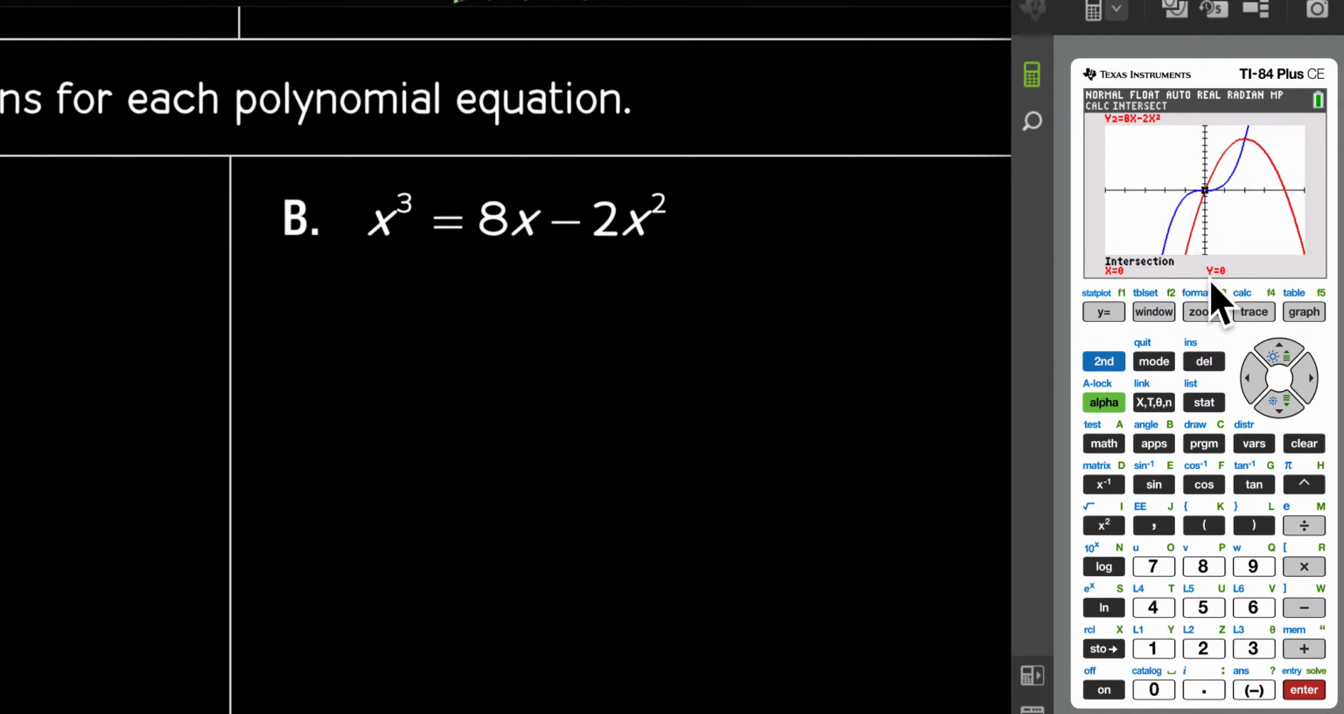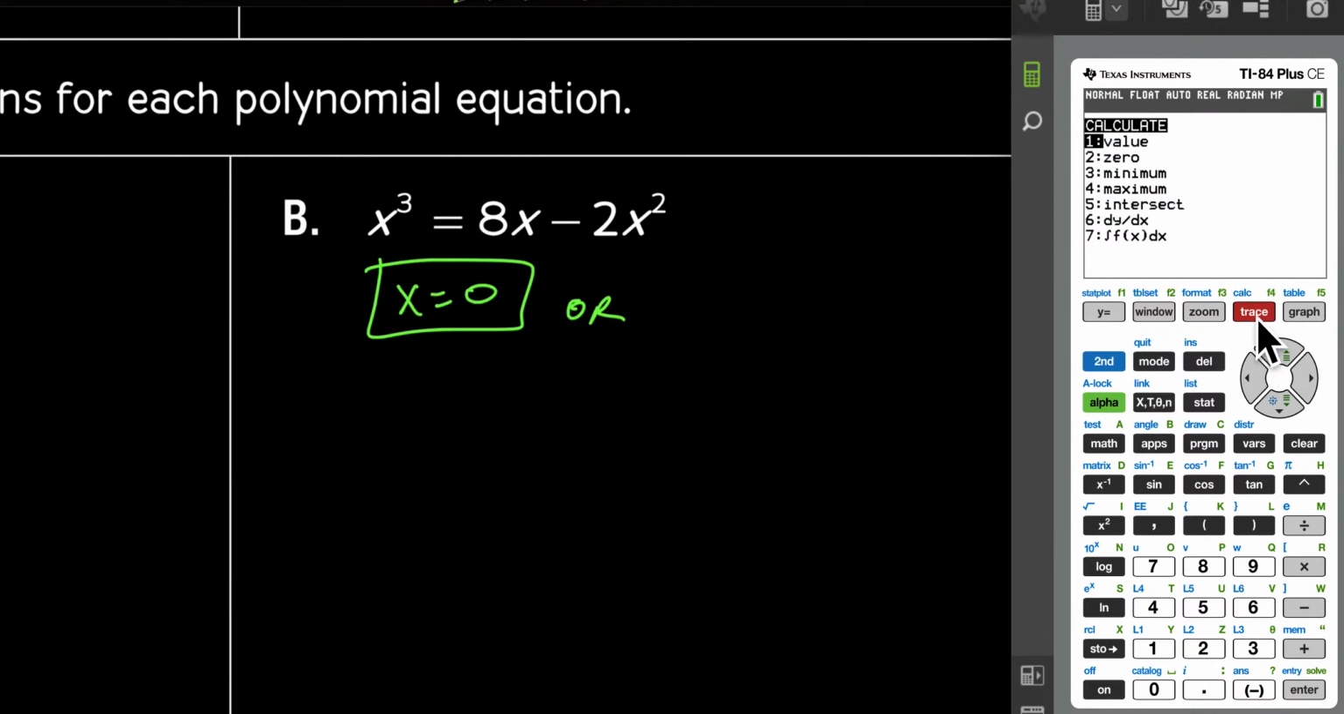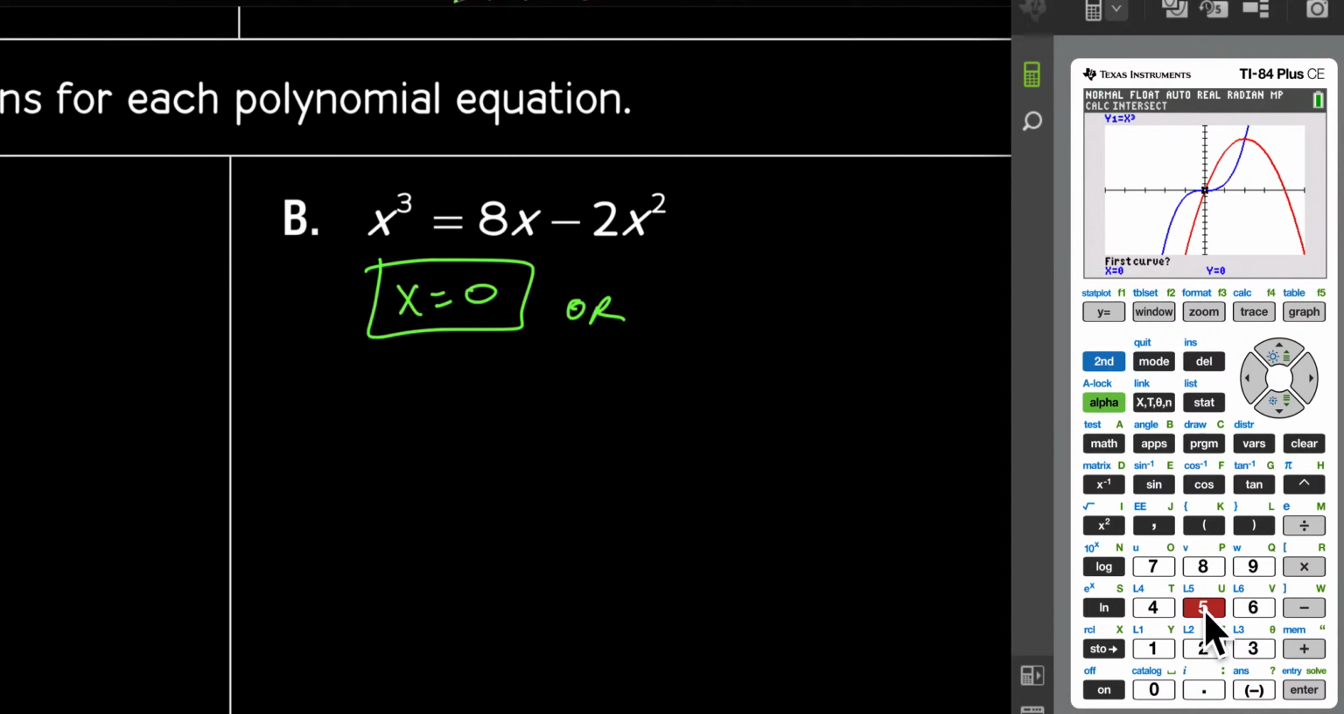So that means that x equals 0 is one solution, and the other solution is the other spot where they intersect. So I'm going to go over here and go second, calculate, intersect, which is number 5. They say, is your first curve this blue one? I'm going to say yes. Is your second curve this red one, which the equation's right there? I'm going to say yes. And then they want a guess.